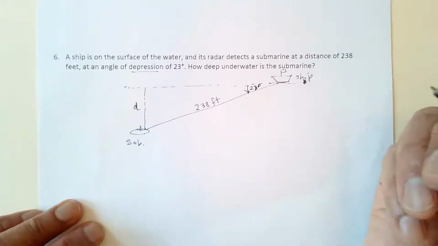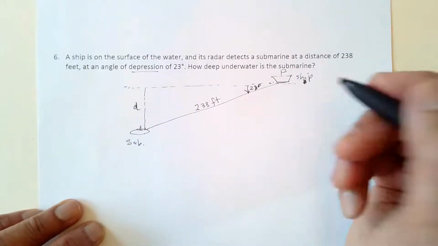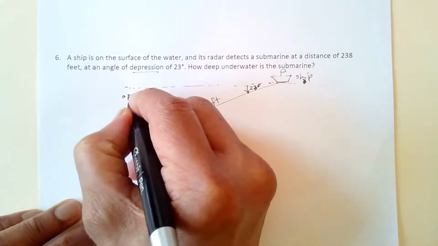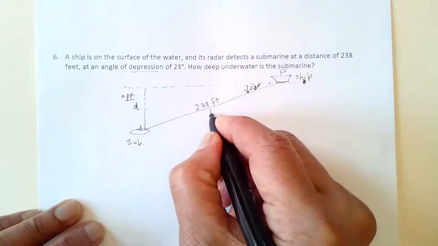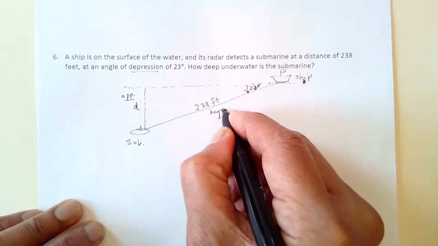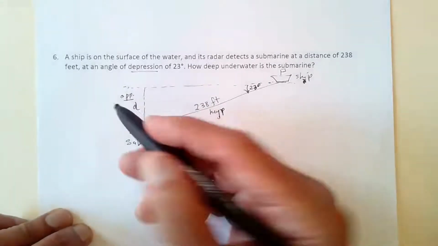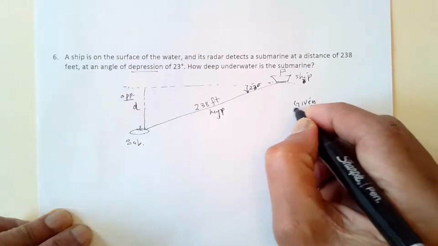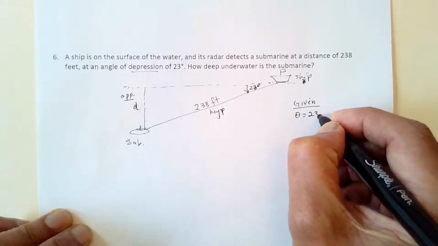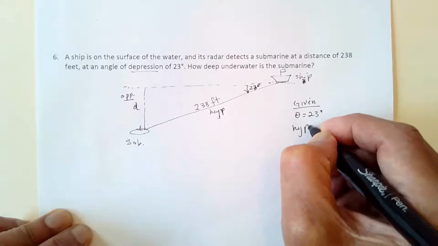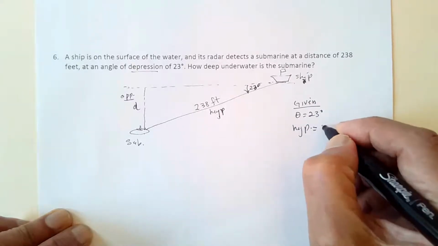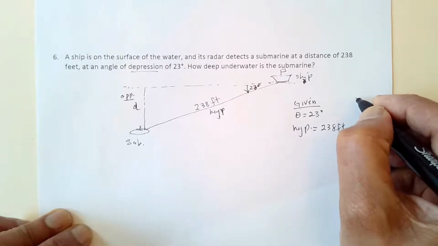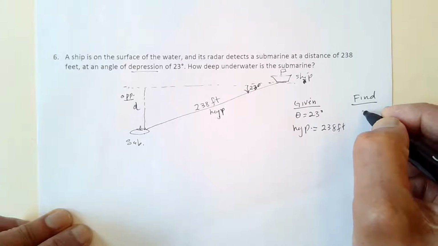Now let's label our triangle based on what's given. This is the angle given, so this will be the opposite side. This will be my hypotenuse. So we're asked to find the opposite side. So given theta, hypotenuse, which is 238 feet, I'm asked to find opposite.